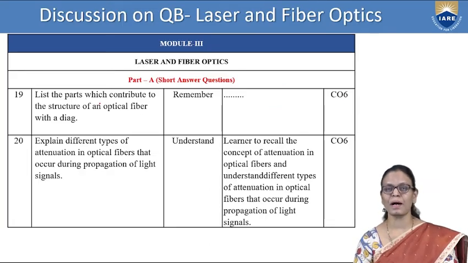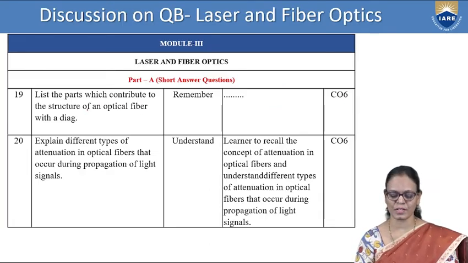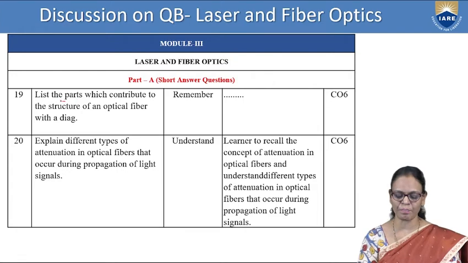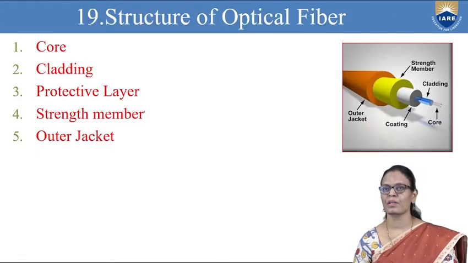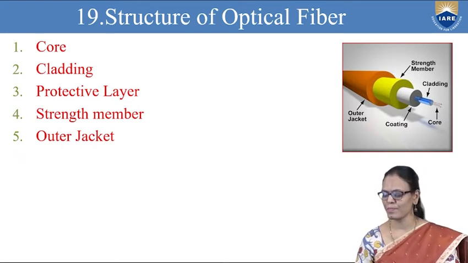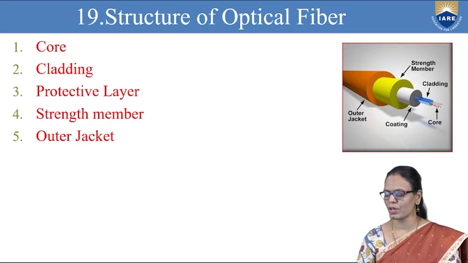Next, list the parts which contribute to the structure of an optical fiber with a diagram. So with the help of the diagram, we are going to understand the different parts of an optical fiber. So what is the structure of an optical fiber? If you see, the first one here, what you see here is the glass which may not be visible. So this is the core.